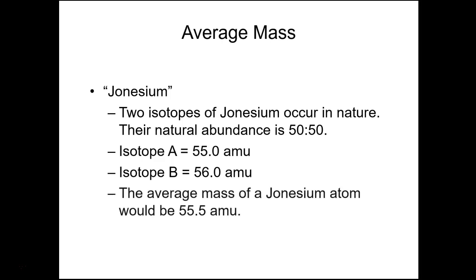Well, that should be pretty straightforward. The average mass of a jonesium atom would be 55.5 AMU. That's just the average of those two numbers because they occur in nature in a 50-50 ratio. So if you were weighing out billions and billions and billions of jonesium atoms, you would get a 50-50 mixture of these two isotopes, and so you would treat the mass of an atom as if it were the average mass of those two isotopes.